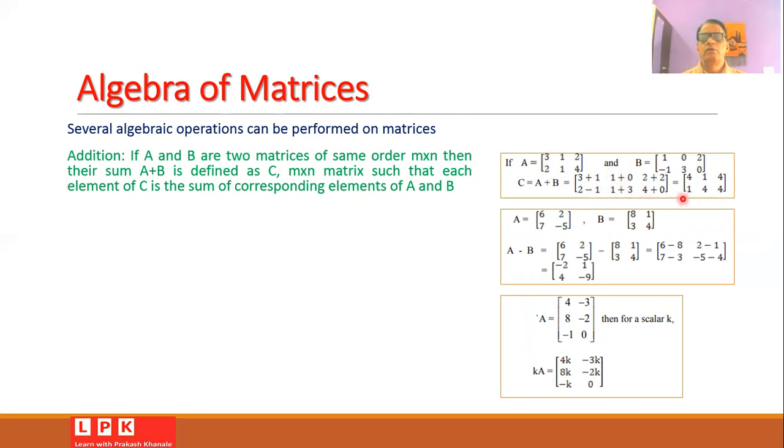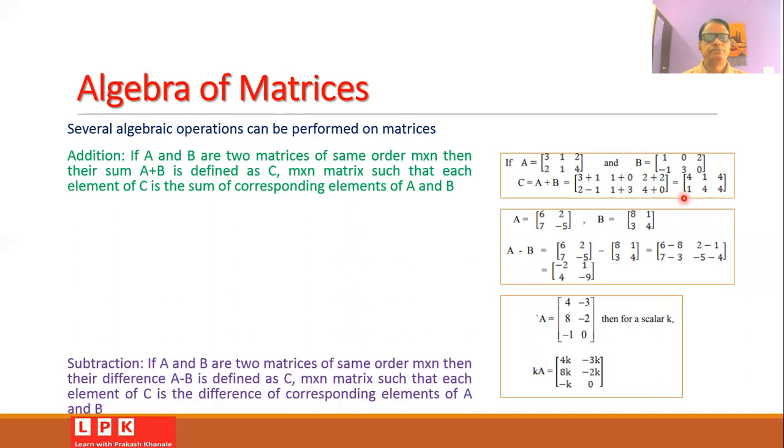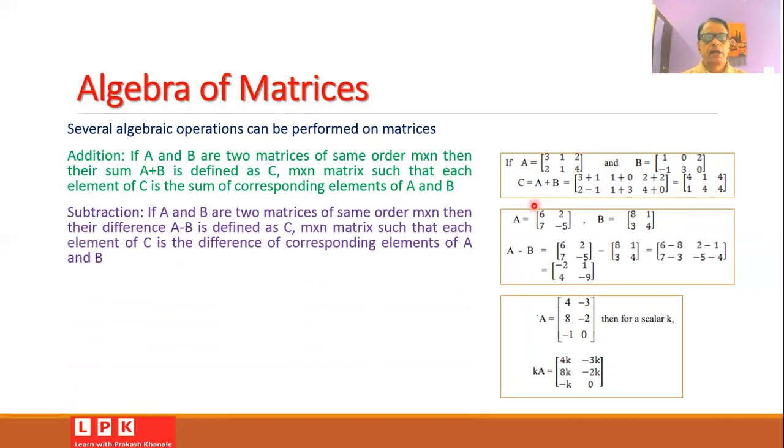So this is just nothing but 414, 144 is the resultant matrix. The subtraction of the two matrices is also possible. If A and B are two matrices of the order m by n, then their difference A minus B, which is the matrix C, is also an m by n matrix in such a way that each element of C is the difference of the corresponding elements of A and B.